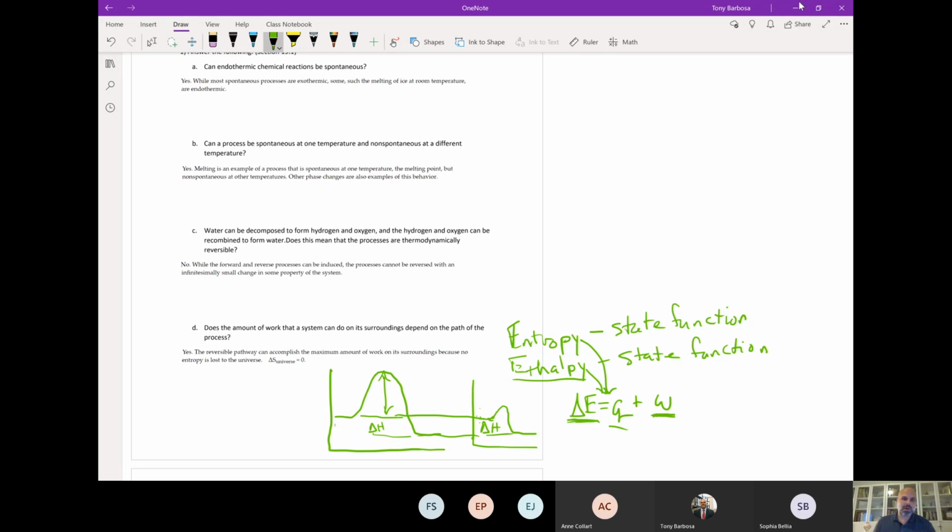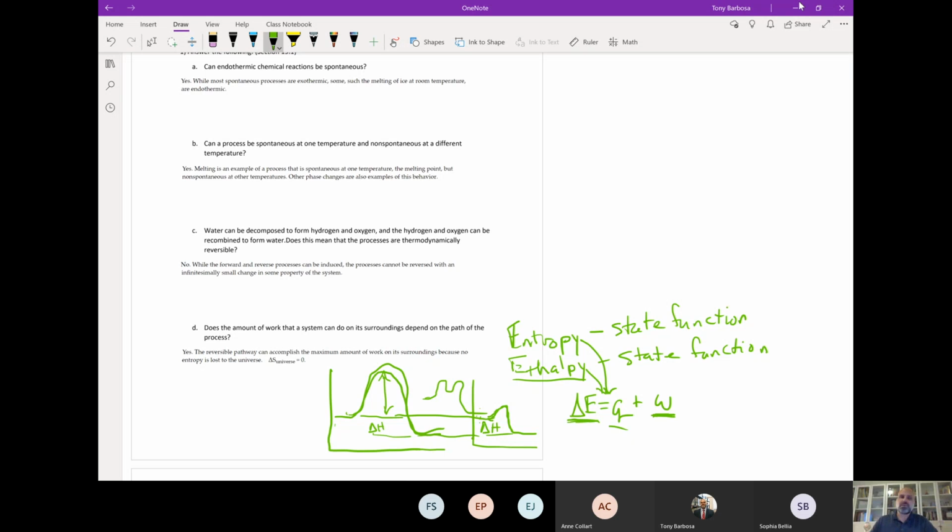And it all depends on the path, right? We're going uphill and back downhill versus a smaller hill. Or let's say you could have another one where you had an intermediate and worked your way through. The path is very important when we're talking about work.